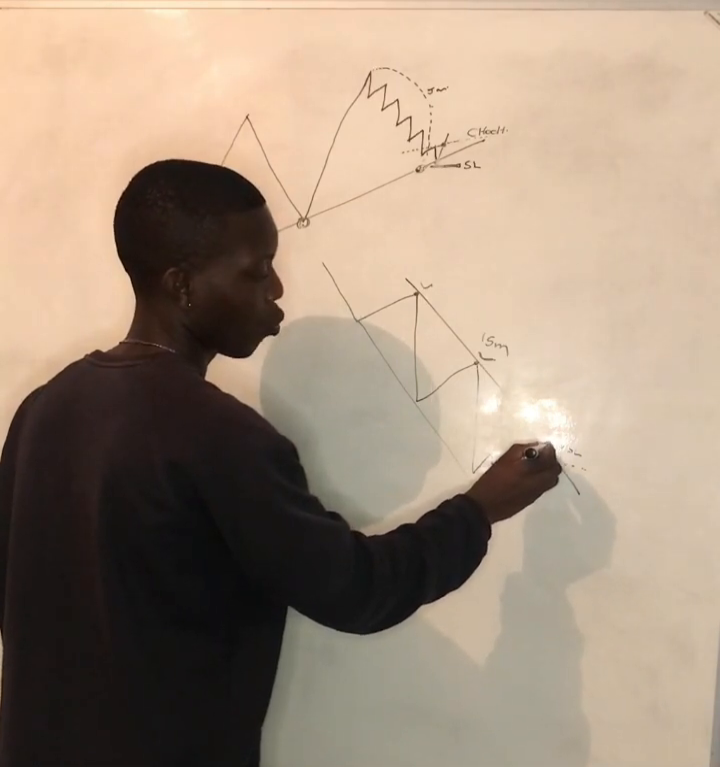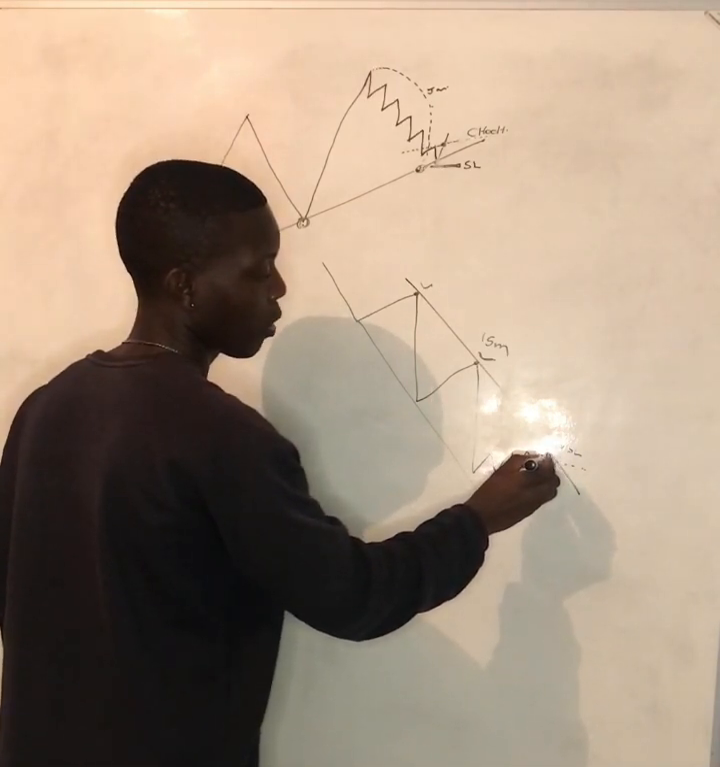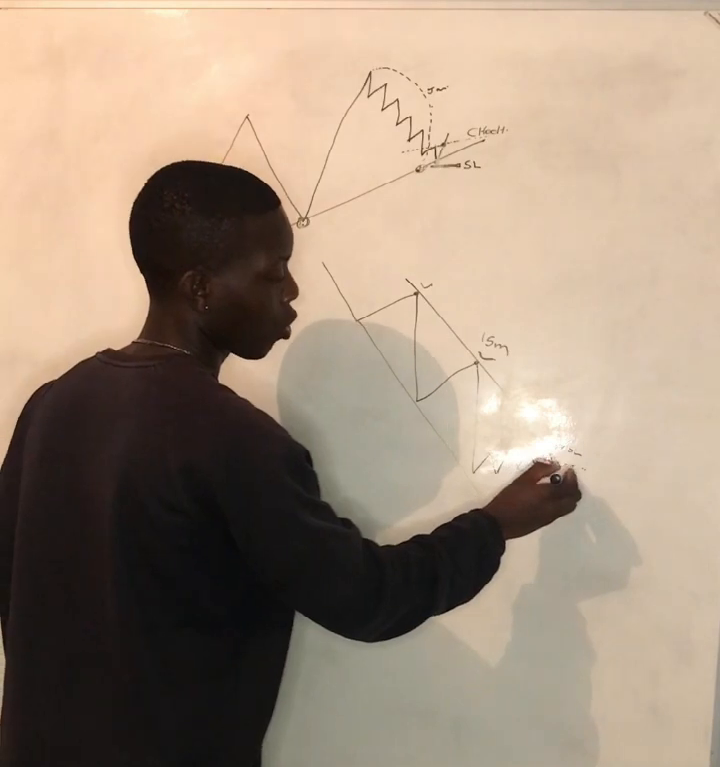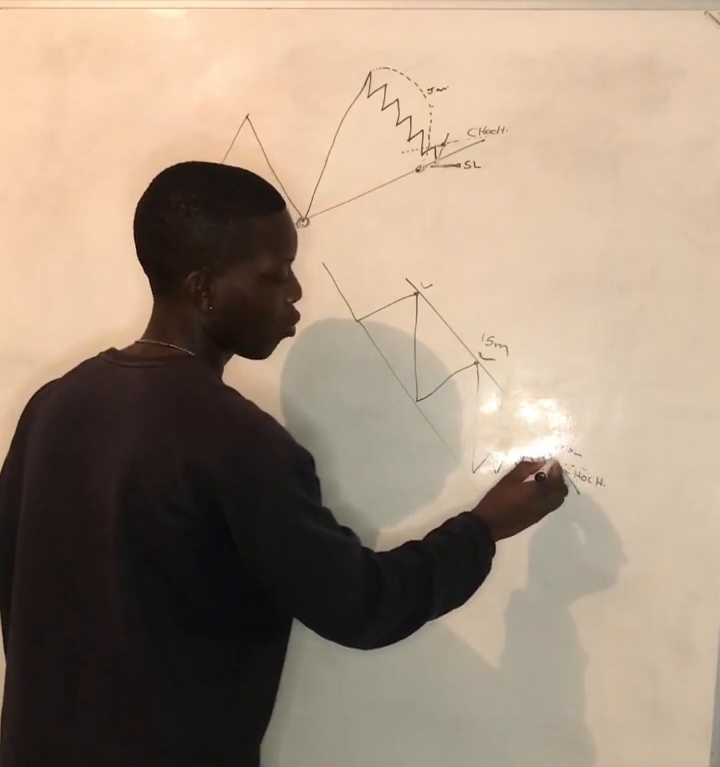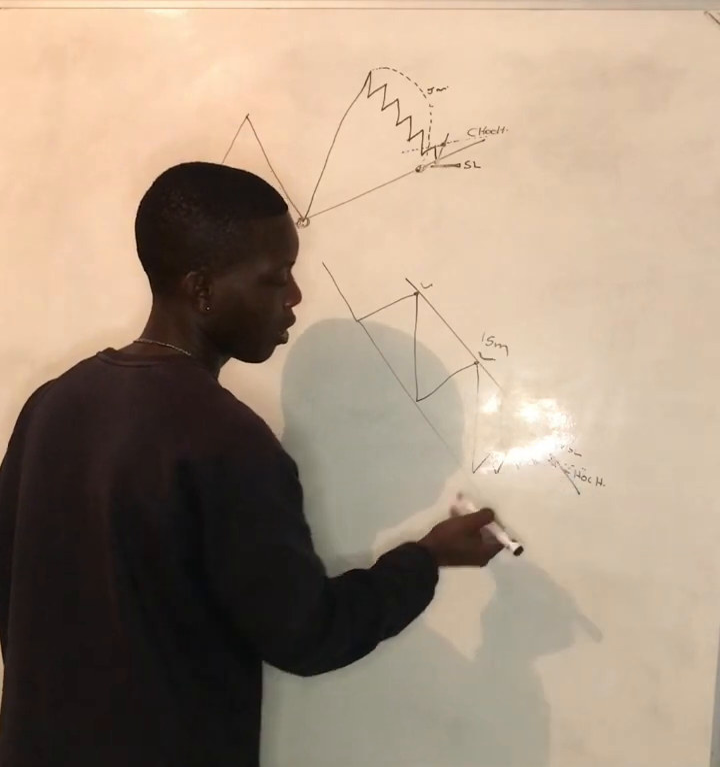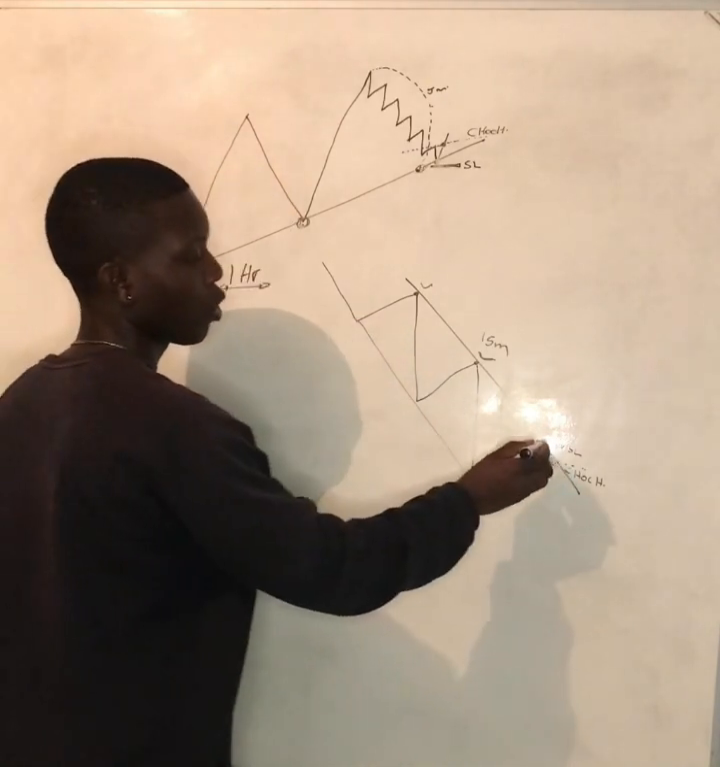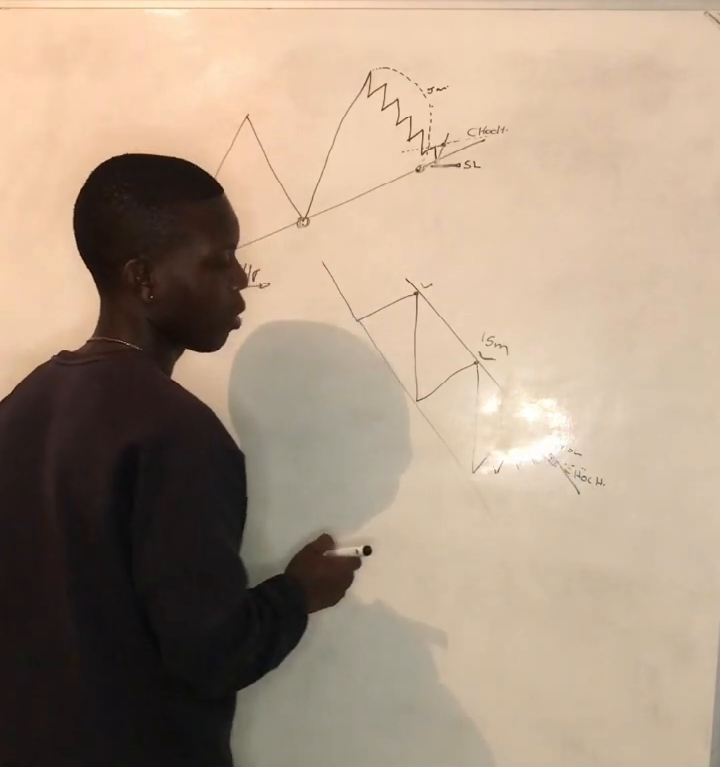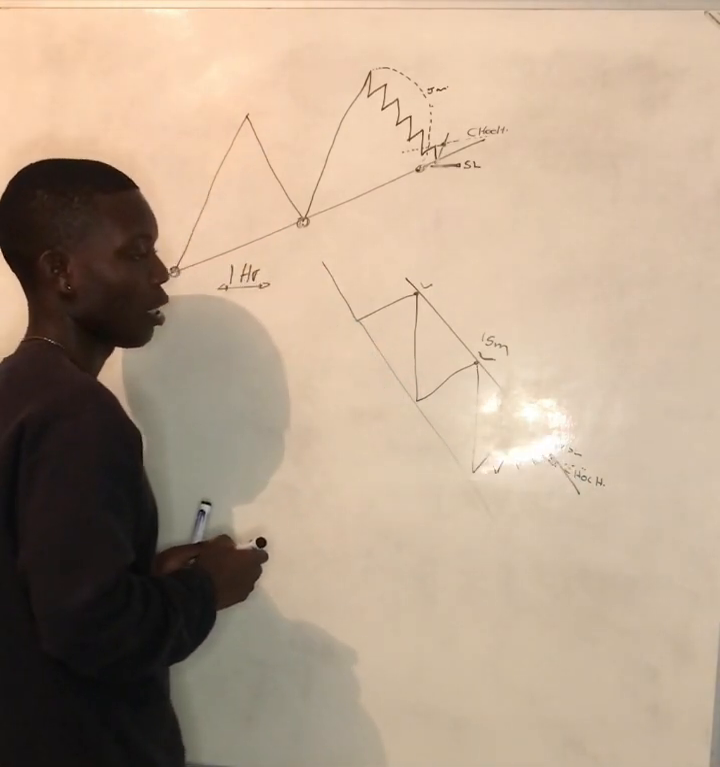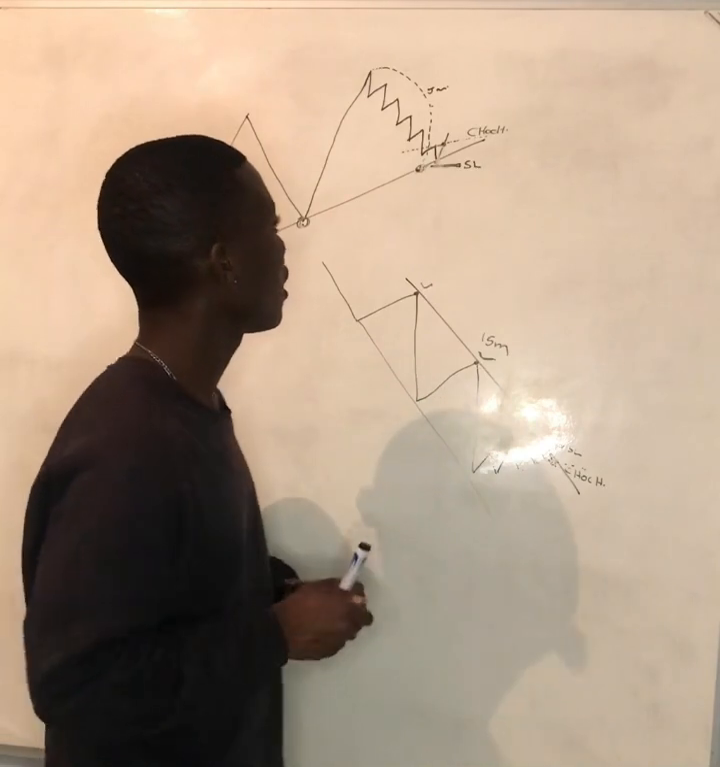After the third touch, you wait for the market to break its previous low on the 5-minute time frame, causing CHoCH there, change of character. Then you can execute, you can take your sell trade and then place your stop loss above the last high there, and then you leave that market to go there. So that's it guys, that's the trend line strategy.